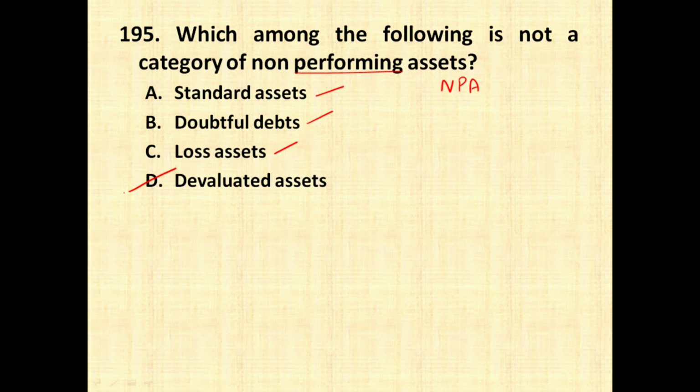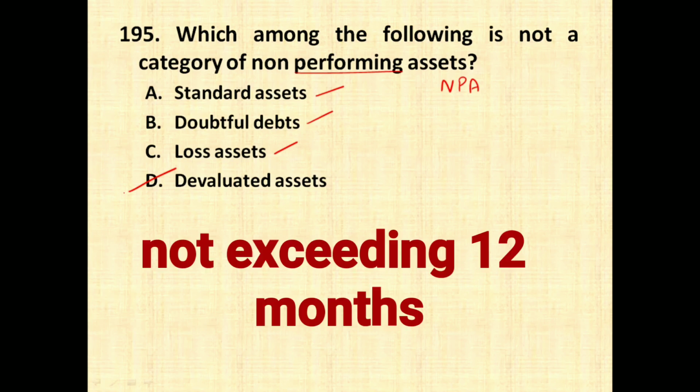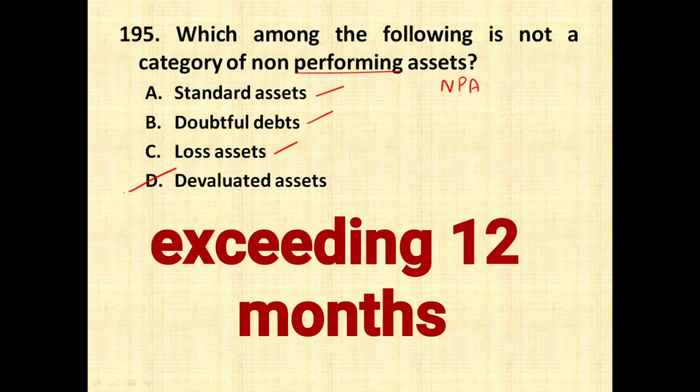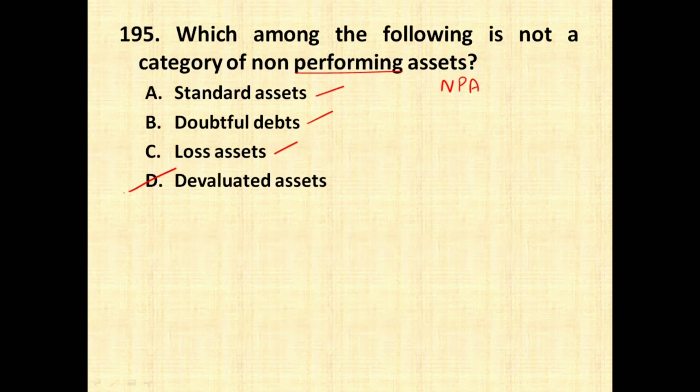So option D is the correct answer, which is not a type of non-performing asset. Substandard assets are those for which principal or interest has not been paid for less than 12 months or 1 year. Doubtful assets are those for which principal or interest has not been paid for more than 12 months, and loss assets are those on which the principal or interest is not going to be recovered, and therefore it is treated as a loss to the bank.